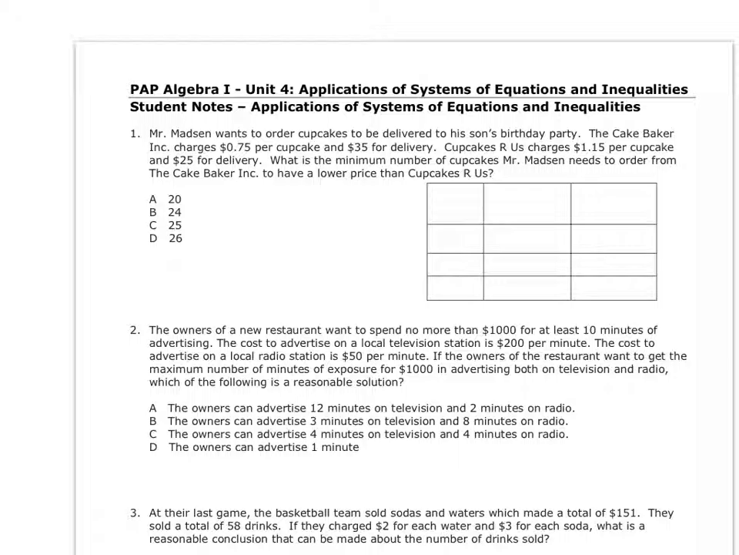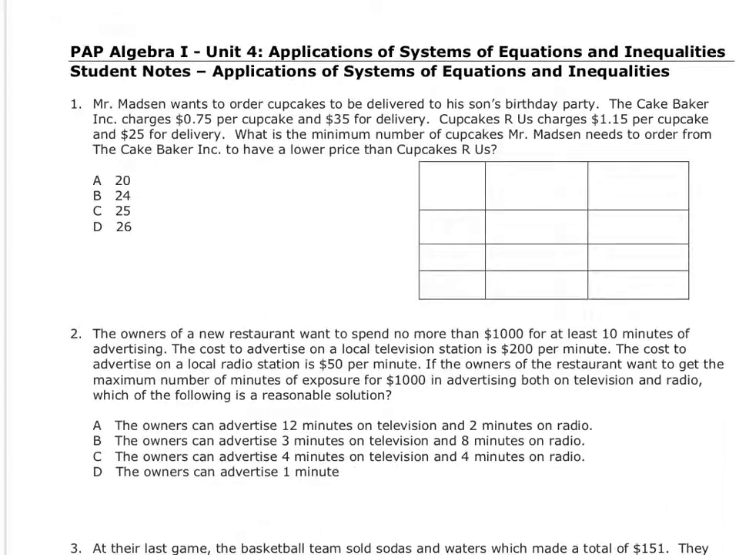So the first one we got here is Mr. Madsen ordering some cupcakes. It says, Mr. Madsen wants to order cupcakes to be delivered to his son's birthday. The Cake Baker Incorporated charges 75 cents per cupcake and $35 for delivery. Cupcakes R Us charges $1.15 per cupcake and $25 for delivery. What's the minimum number of cupcakes that Mr. Madsen needs to order from the Cake Baker to have a lower price than Cupcakes R Us?